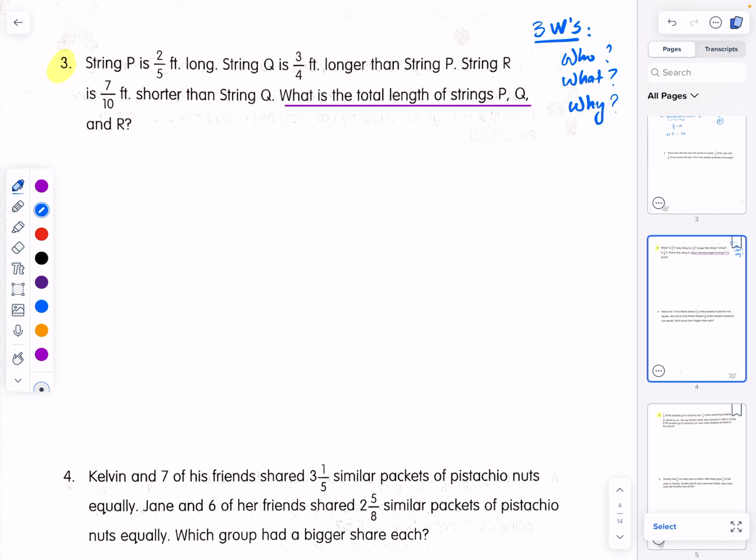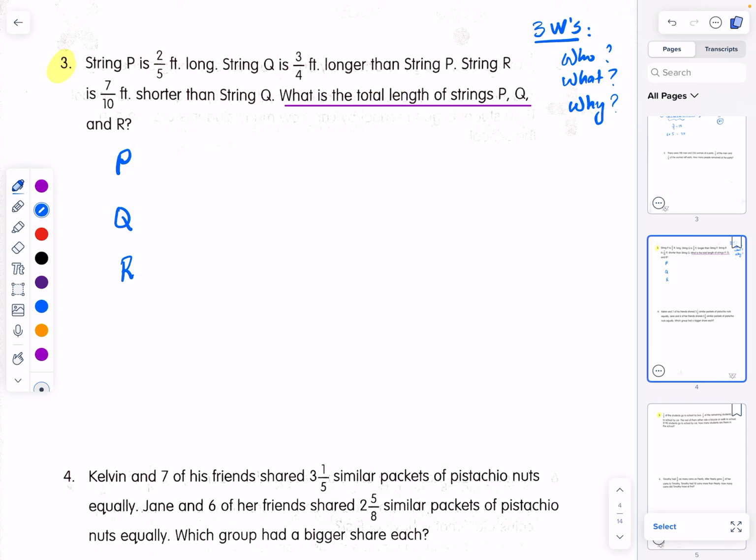Very often it's people, friends, sisters, brothers. What is this problem talking about? Well, this problem is talking about strings. What does the problem tell us about strings? We have 3. String P, string Q, and string R. Very good. Notice how I line up my P, Q, and R as capital letters underneath, stacking them up on a piece of paper.